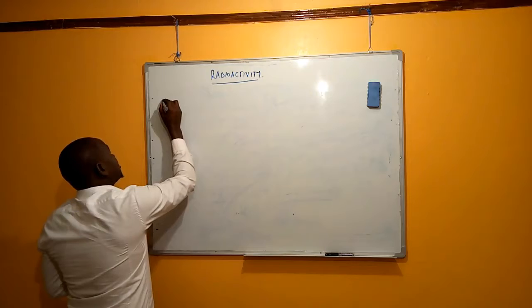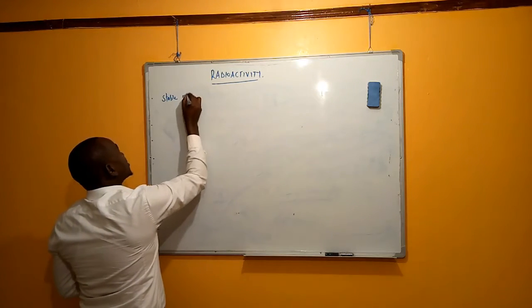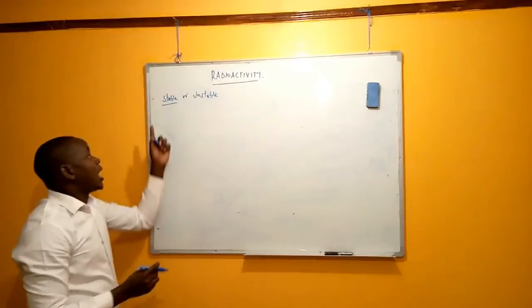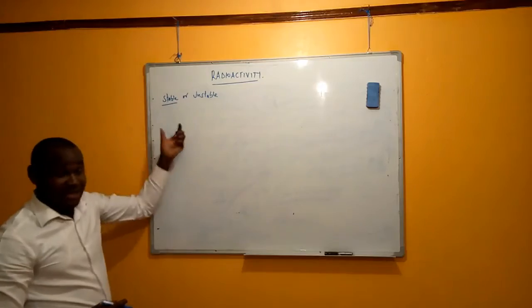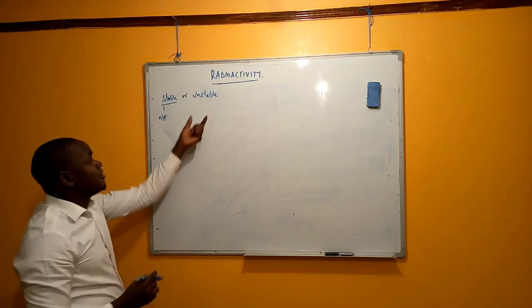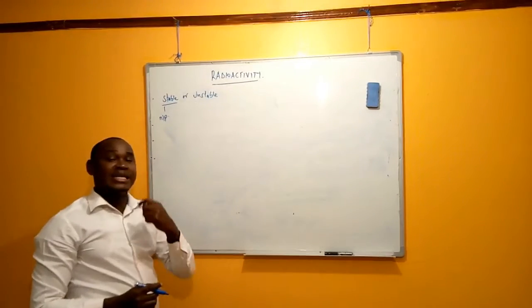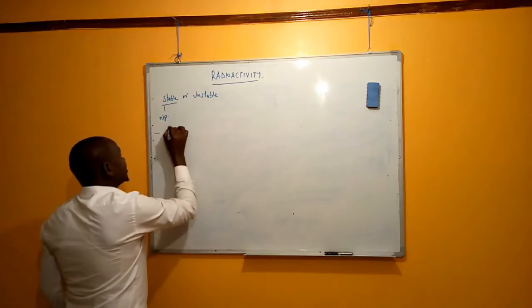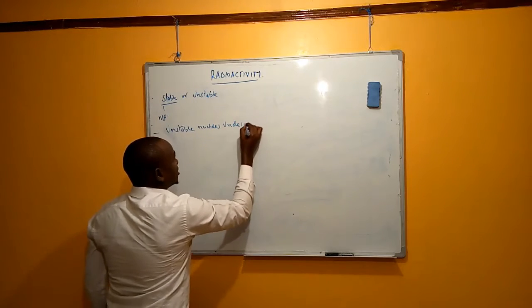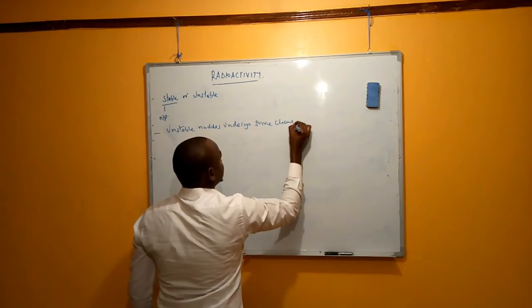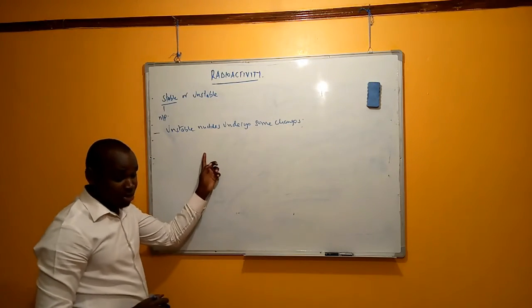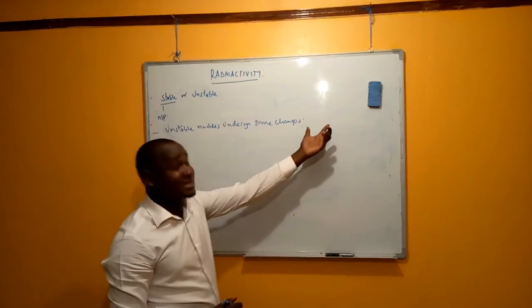So we've said that a nuclide can either be stable or unstable. And when I say stable, you're able to identify how to get a stable isotope: you're going to use their neutron proton ratio. Now, for those unstable nuclides, they undergo some changes by emitting radiation in form of particles and energy.